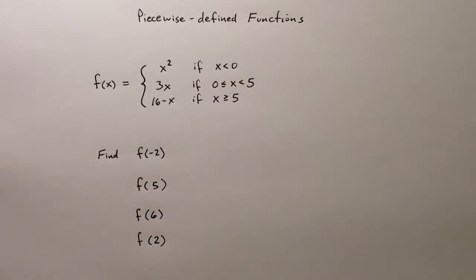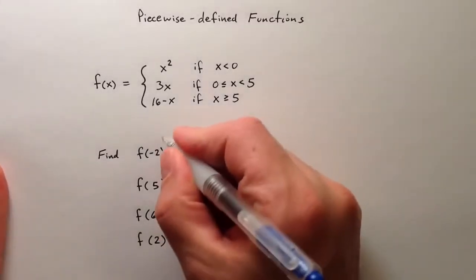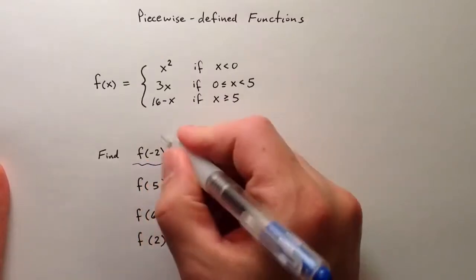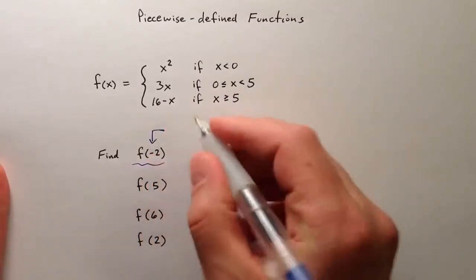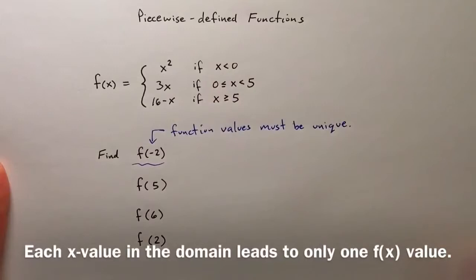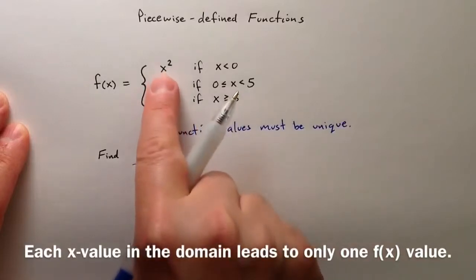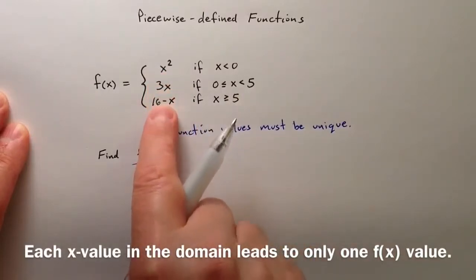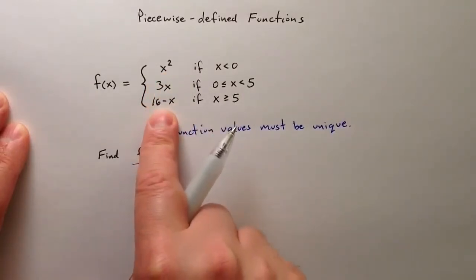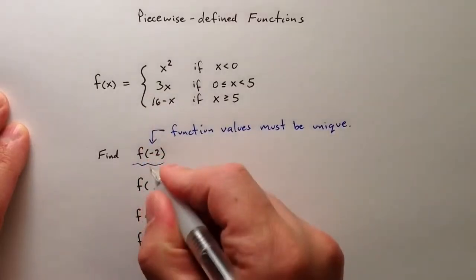Let's take a look at the process of finding function values for a piecewise defined function. When we evaluate a function value, remember that function values have to be unique. So in the context of a piecewise function, it's important to remember that we just want to use one of the formulas to evaluate any particular value.